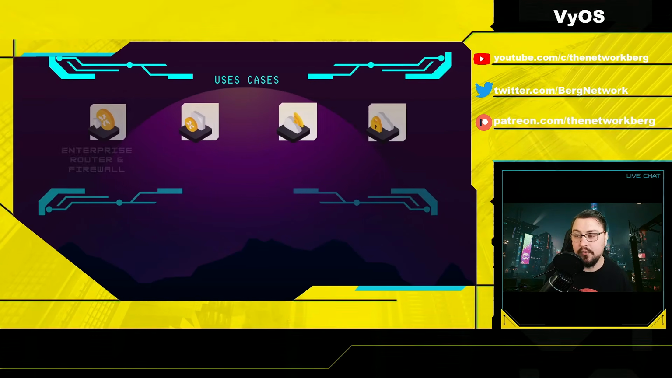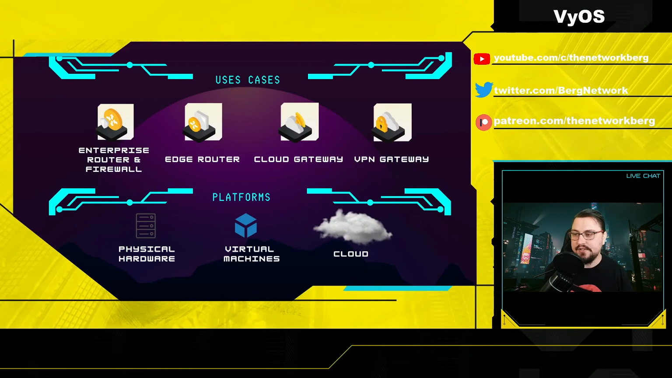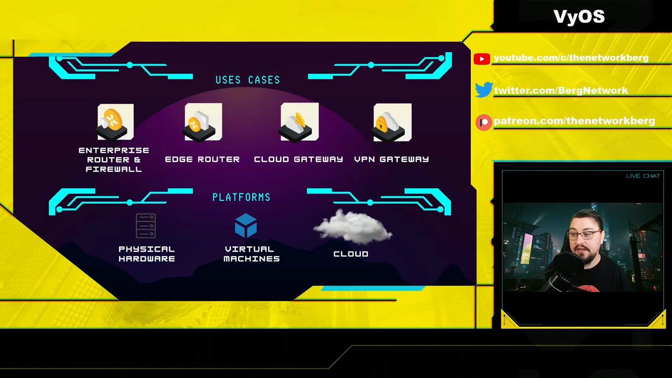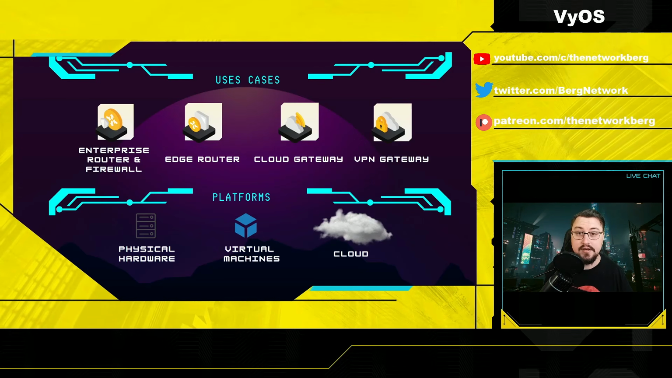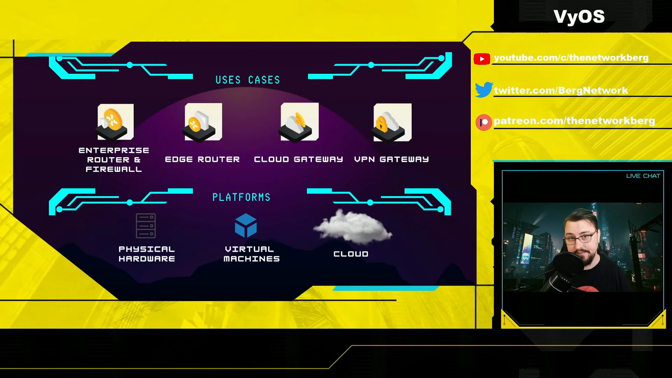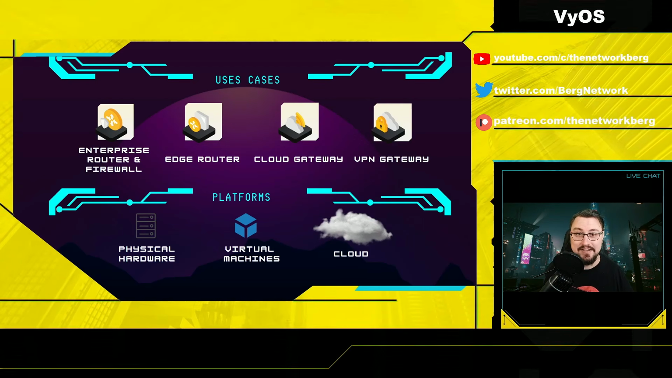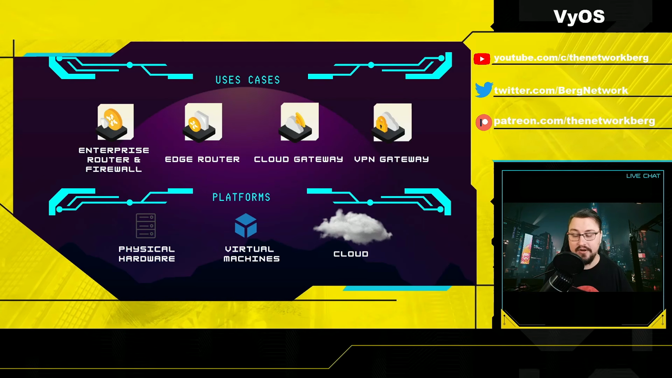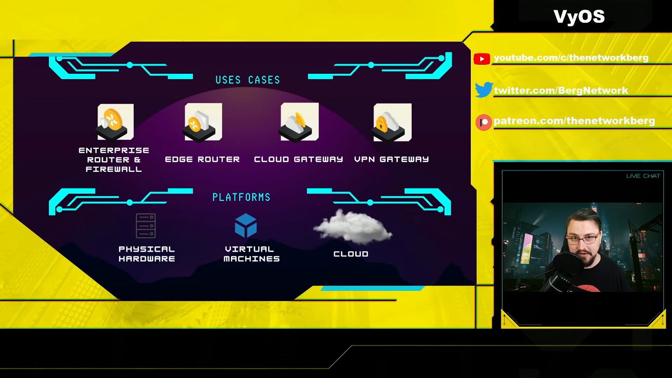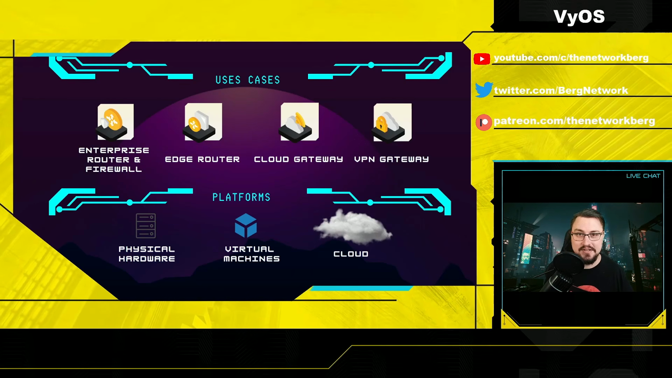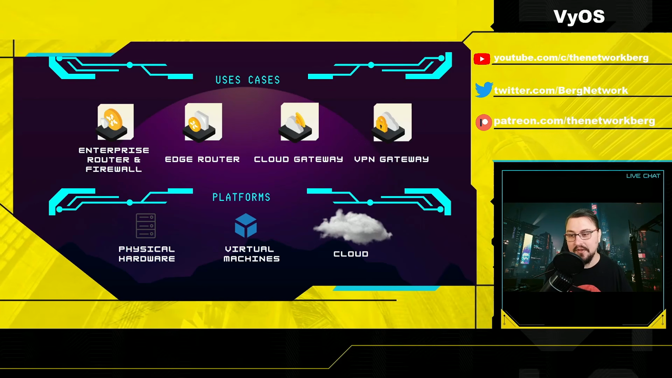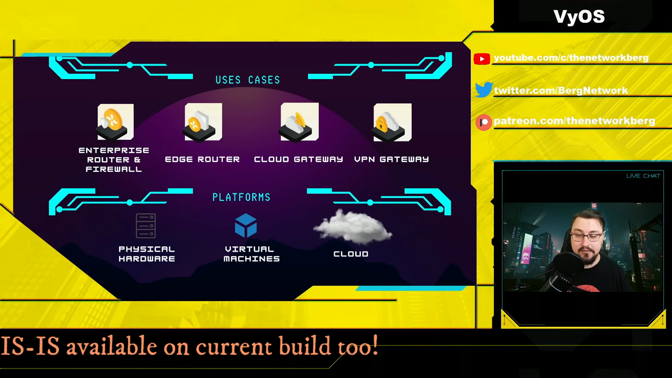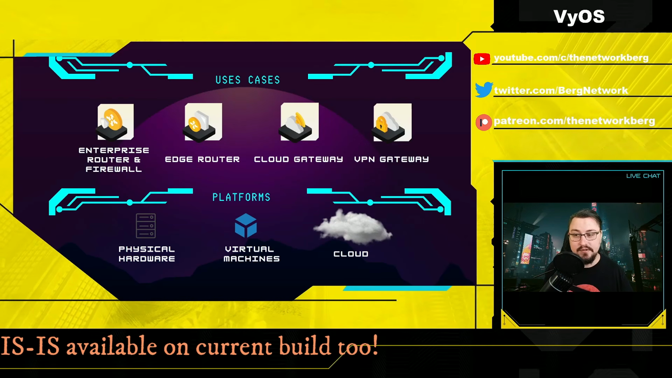So scope accordingly. Now, there are various different use cases. You can put this in the enterprise as a router and firewall. It does work as an edge router for ISP networks. It does run ISIS on the latest builds from what I can see. So 1.4, the new dev build, like I've been checking ISIS on it, so that's pretty cool. It works as a cloud gateway as well, and it can work as a VPN gateway.